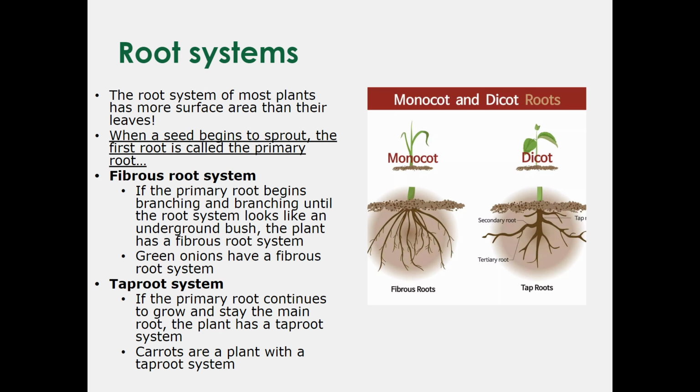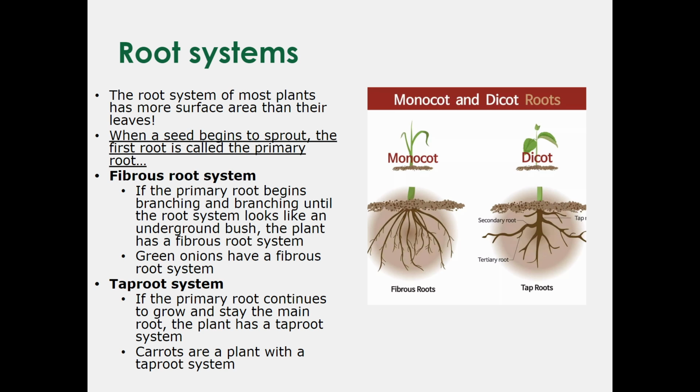For a taproot system, we're going to have a primary root that is much thicker and will grow downwards, and it'll stay the main root, and you'll just have a couple of branches off that taproot. A carrot is actually an example of a plant with a taproot system. The carrot itself is the primary part of that taproot.